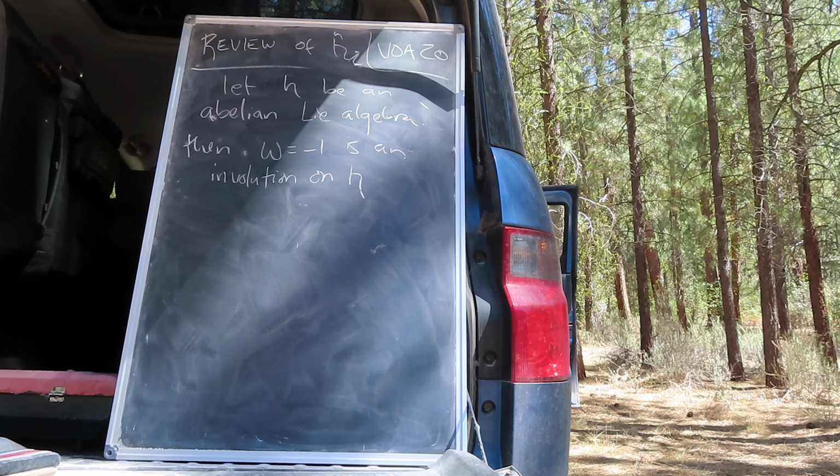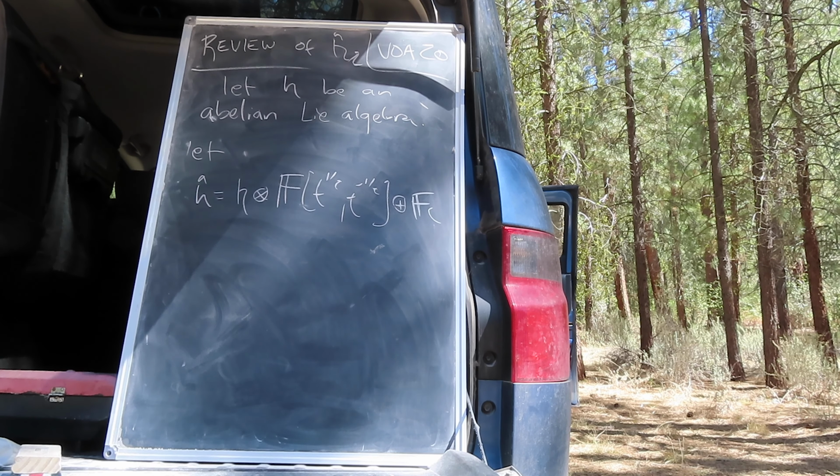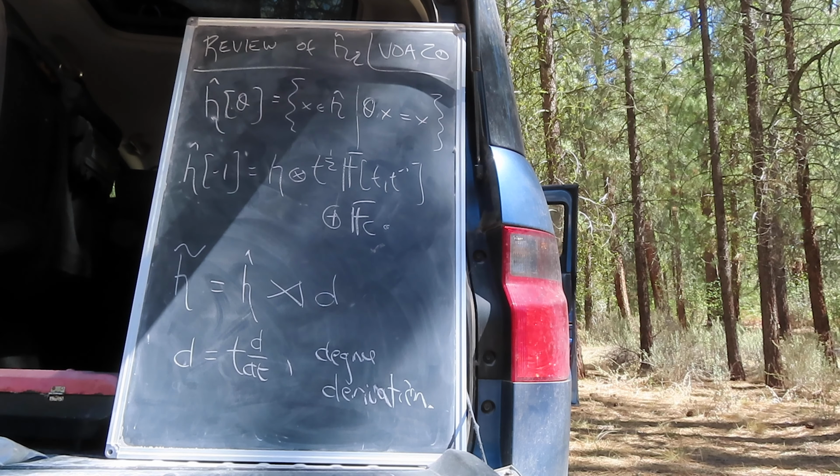Let H be an abelian Lie algebra so that the operator omega, which acts on H as multiplication by -1, is an involution, which can be extended to H hat by also taking the formal variable t^(1/2) to minus itself. We can then twist the half Z-graded algebra H hat by the involution, which results in a Z plus 1/2 graded space, and adjoin the usual degree derivation d equals t times d by dt.